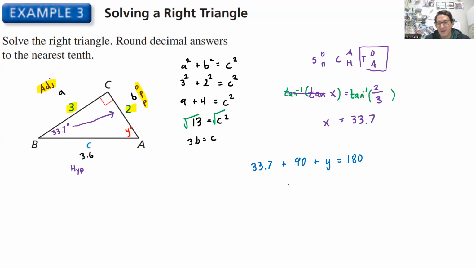So 33.7 plus 90, that's 123.7, plus Y is equal to 180. And then 180 minus 123.7 is 56.3. Oh, so let me do the algebra here first. So I'm going to subtract 123.7 from both sides.